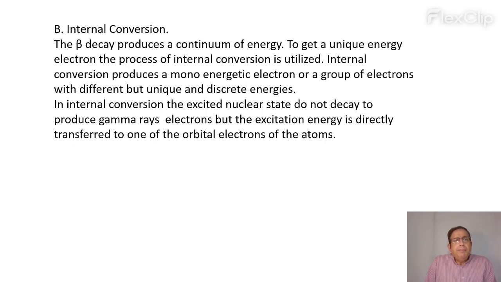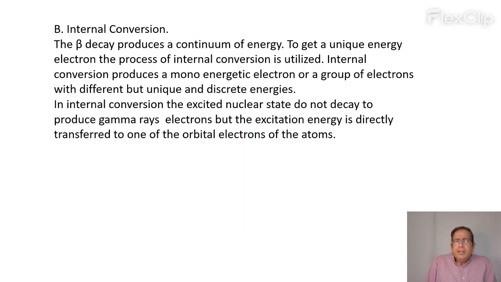Now the second process is internal conversion. The beta decay process produces a continuum of energy, but to get a unique energy, that is a beta particle or a fast electron with monoenergetic energy, the process of internal conversion is utilized. Internal conversion produces monoenergetic electrons. So discrete and unique energy electrons are produced during the process of internal conversion.